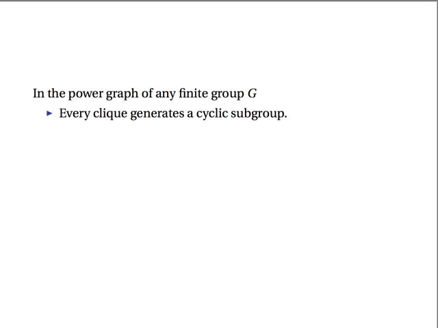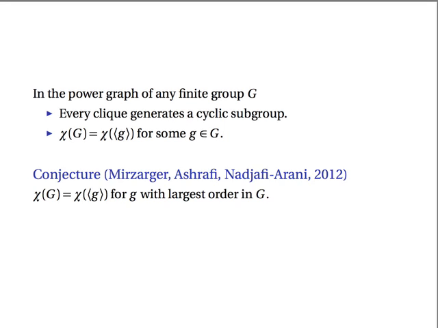In the power graph of any finite group G, every clique generates a cyclic subgroup. Therefore, the clique number of the power graph of a finite group G is given by the clique number of the power graph of some cyclic subgroup. It is a matter of finding the appropriate element and applying the results of the previous slide. It was conjectured that the element to take to get the largest clique is the element of largest order.